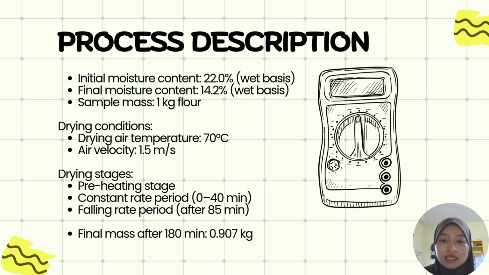From 0 to 40 minutes, the process occurs in the constant rate period where the surface moisture evaporates rapidly. As a result, the flour mass decreases to about 0.970 kilograms. After approximately 85 minutes, the drying process enters the falling rate period. At this stage, internal moisture diffusion becomes the limiting factor and the evaporation slows down. The surface temperature of the flour increases and approaches 68 degrees Celsius as thermal equilibrium is reached. Finally, after 180 minutes, the flour stabilizes at 0.907 kilograms, indicating that the desired moisture content has been achieved and the product is still suitable for safe storage.